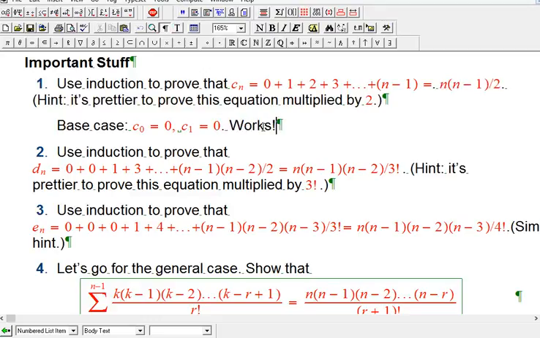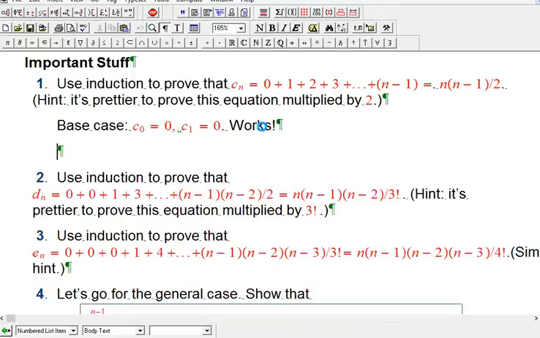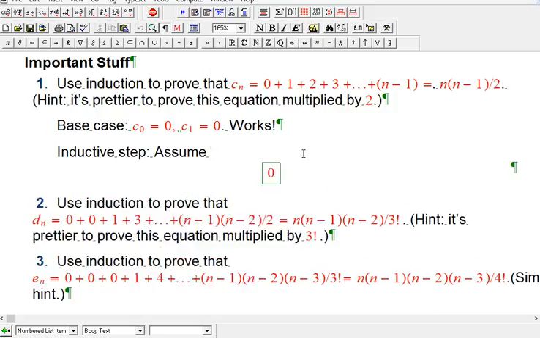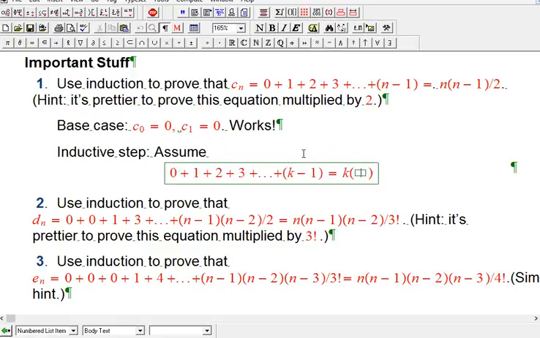It works. Okay, so the base case is always going to be something we know for all these because we really did do the explicit calculation in the table. Okay, so the inductive step, we're going to assume, let's change the letter to k. We're going to assume that 0 plus 1 plus 2 plus 3 plus up to k minus 1 is equal to k times (k minus 1) over 2.